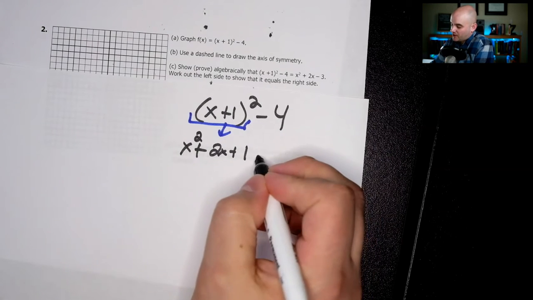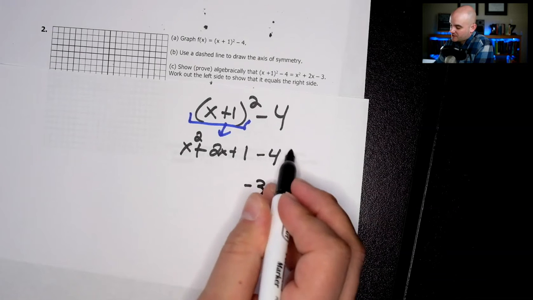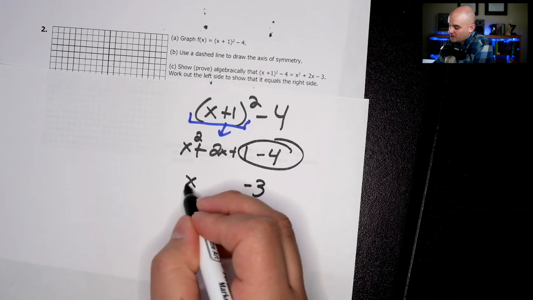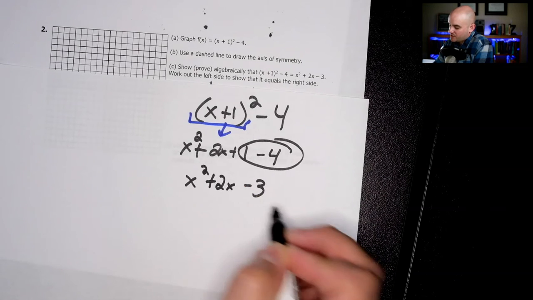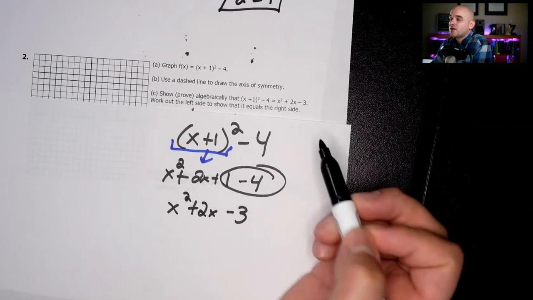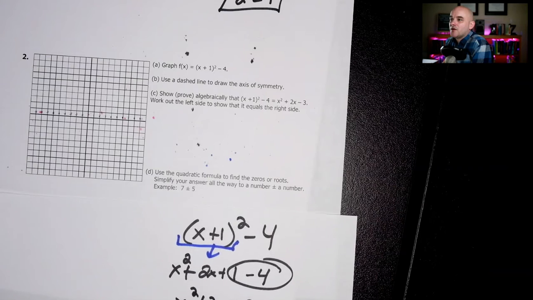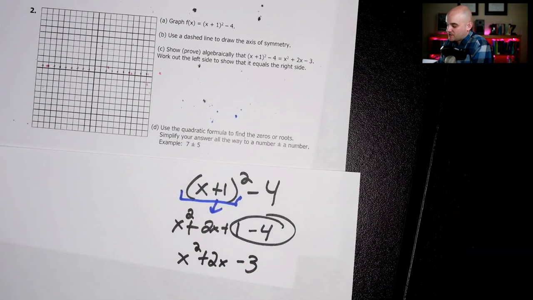And then next, I'm going to bring down that minus 4. Combine my like terms. I get a minus 3 when I combine those two. And so I get x² + 2x − 3. Let's check it. That's what I said I wanted it to equal. Okay? So that works. And now the next step is to use that quadratic formula again.